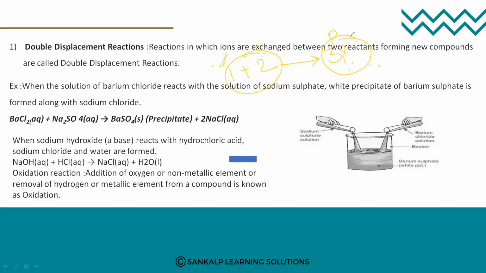Then it is called a double displacement reaction. Here you can see that Na is getting displaced with Ba. So it is forming what? BaSO4, and another product, NaCl. So two products are formed here, and two ions are getting exchanged. So it is called a double displacement reaction.